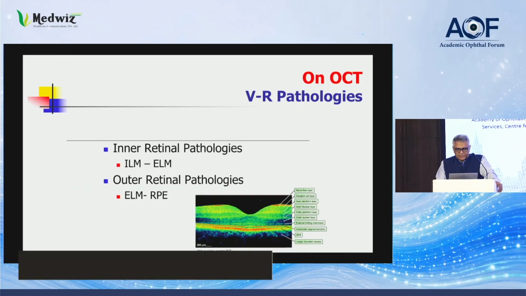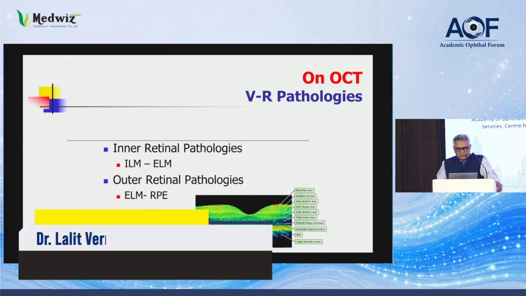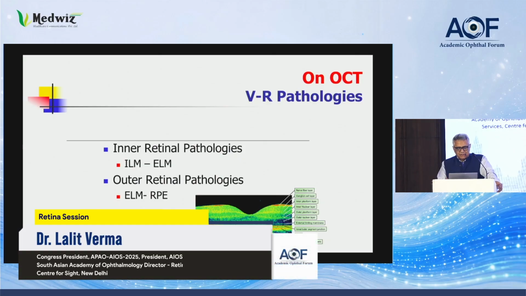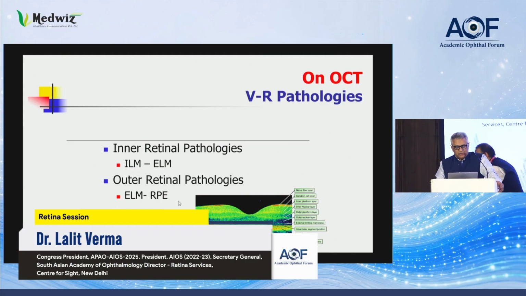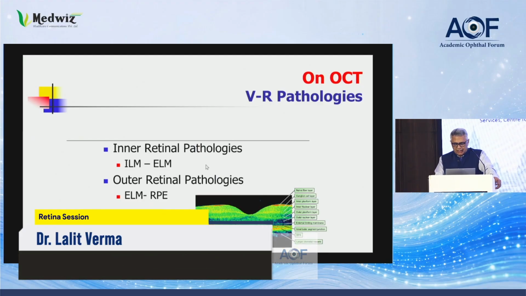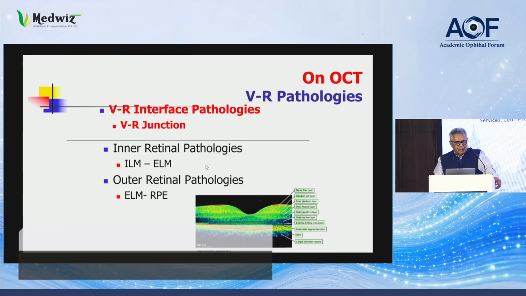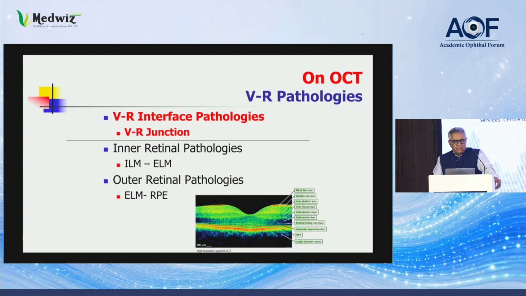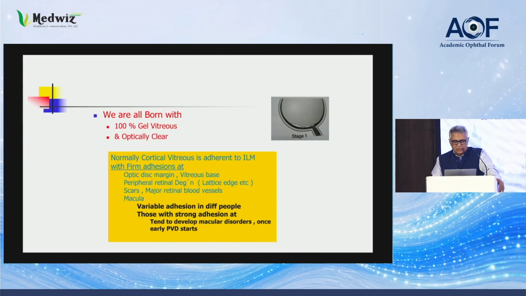So, as Abhishek was talking about OCT, on the same lines I divide retinal pathology into inner retina and outer retina. Inner retina means from ILM to ELM, and outer retina means from ELM to RPE. And once we are interpreting OCT, as Abhishek rightly said, start always from vitreous. That is, VR interface. I'll be talking basically about interface pathologies. I'll not be touching other retinal pathologies at all.